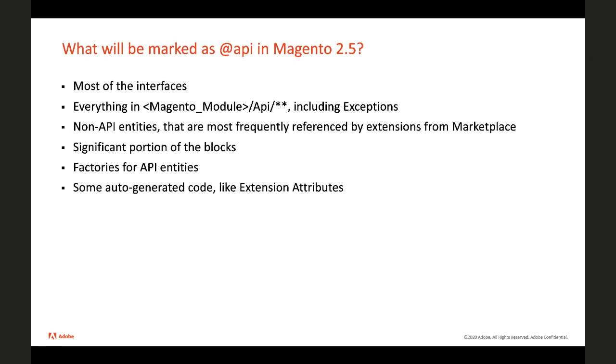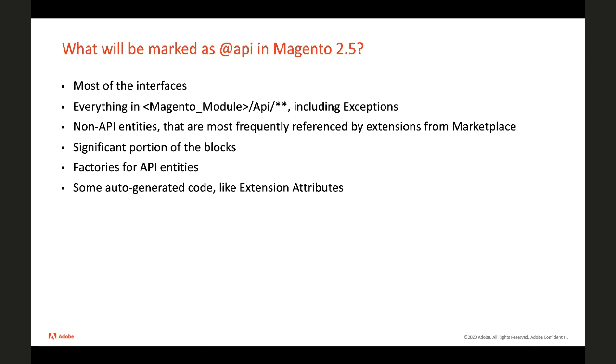And the last type of change we are making, we are marking some auto-generated code as API as well. And the logic is pretty simple. And as I mentioned before, we cannot depend on non-API code from API code. And in case of extension attributes, they are referenced from our data objects in service contracts. And so data objects themselves are APIs, and extension attributes are currently not marked as APIs.